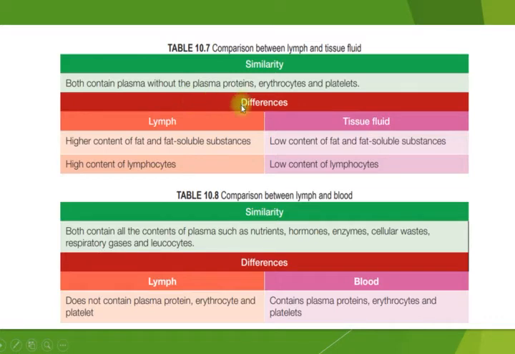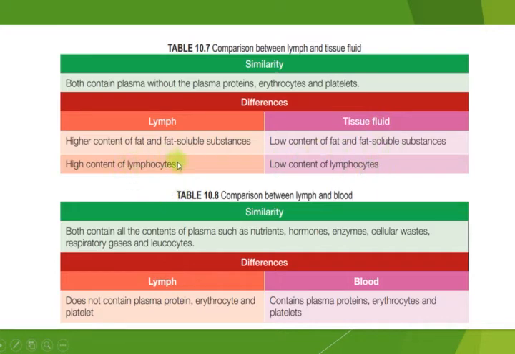Then the differences between the lymph and tissue fluid. Lymph has a higher content of fat and fat soluble substances, while the tissue fluid has a low content of fat and fat soluble substances. Lymph also has a high content of lymphocytes, and the tissue fluid has a low content of lymphocytes.